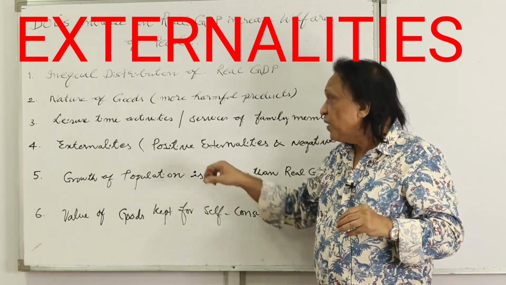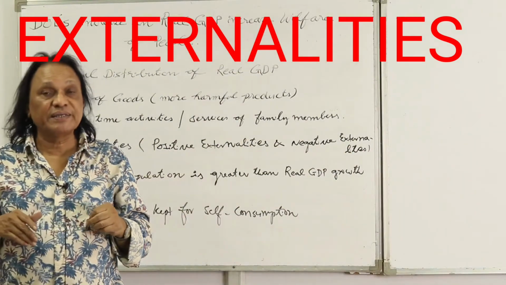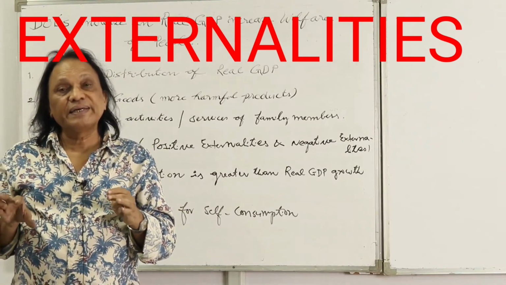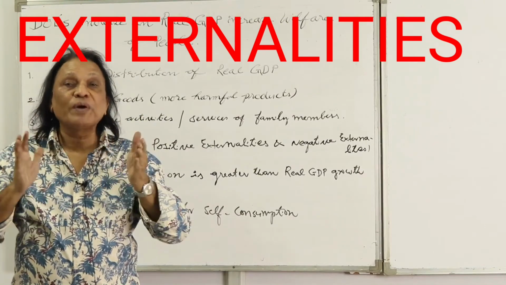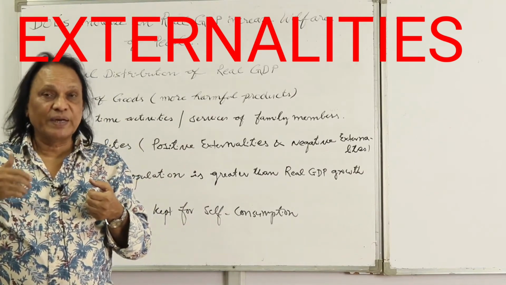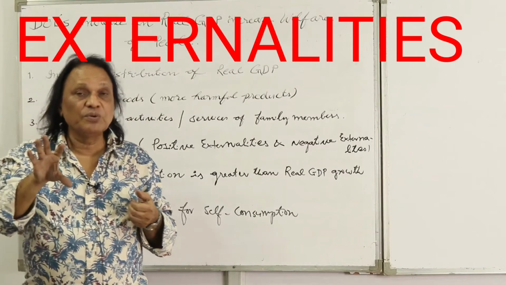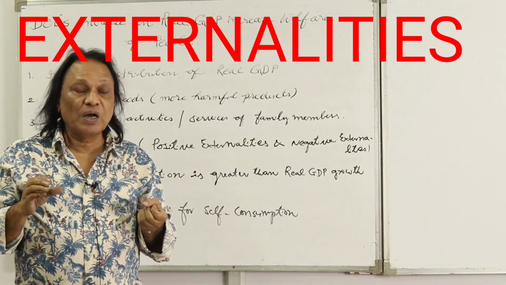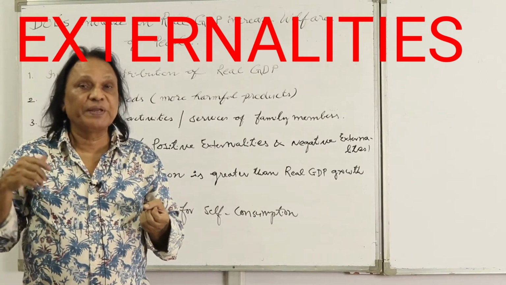Externalities. There are two kinds of externalities, positive externalities and negative externalities. We'll discuss what externalities are, what is the definition of externalities. Externalities are the harms or benefits caused to an individual for which no one is paid or penalized. What it means: someone is giving you benefit but you are not paying him, or someone is harming you, you are not punishing him. That's externalities.